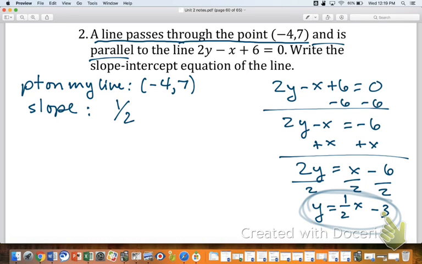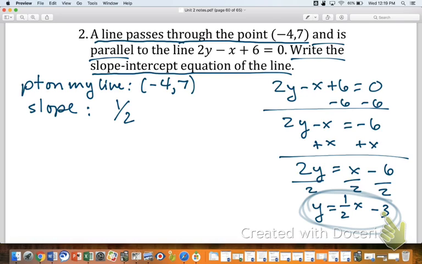Okay, so then what I do is I take that information and I say, all right, I've got a point on my line, I've got a slope of 1/2. I'm supposed to write now the slope-intercept equation of my line. I'm actually going to use point slope to get there. Does that make sense? Kind of like we did in our early example.